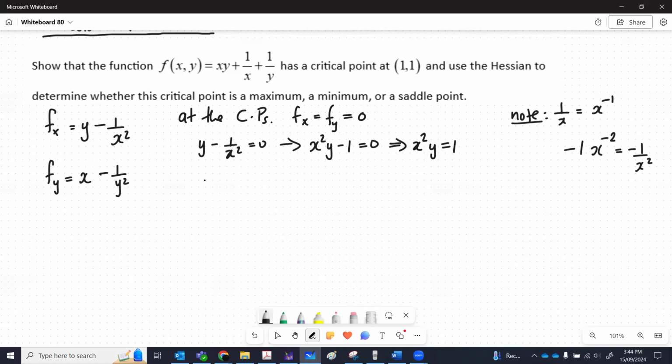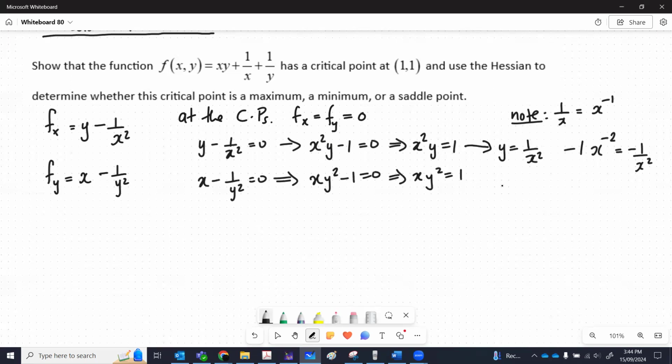And the same thing over here, we have x minus 1 over y squared is equal to 0, which means that x y squared minus 1 is equal to 0. And this means x y squared is equal to 1. So now we want to solve these two simultaneously. One way to do that is by substitution. From this equation over here, we can see that y is equal to 1 over x squared. Then we substitute it over here so that we solve for x, and then we go back and solve for y.